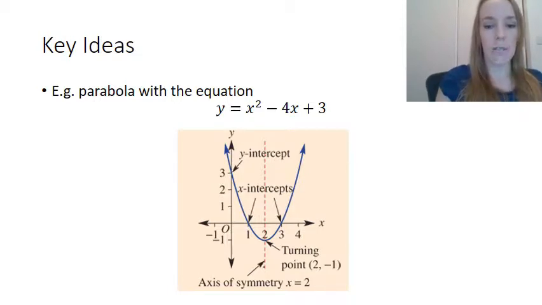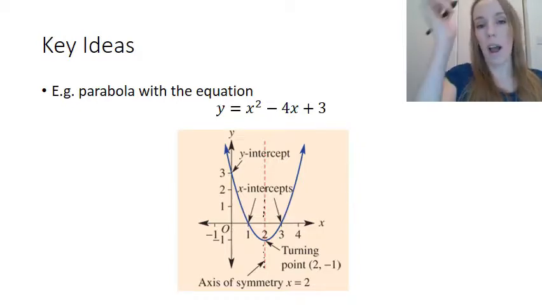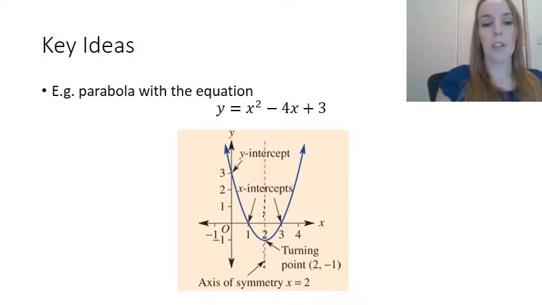Okay. So if you look at our parabola here, we've got a few things to point out. Right down the middle, we've got the axis of symmetry, and the axis of symmetry for this example would be x equals 2, because that line is right down the middle of our parabola. We can also state the turning point, right in the middle there. The coordinates would be (2, -1), because that's the exact point it sits on.